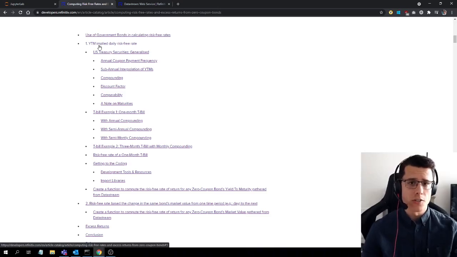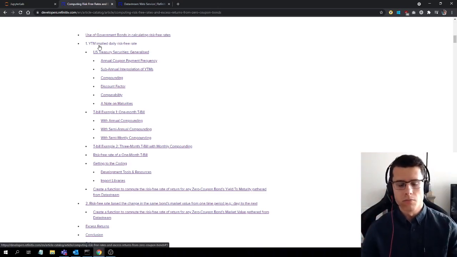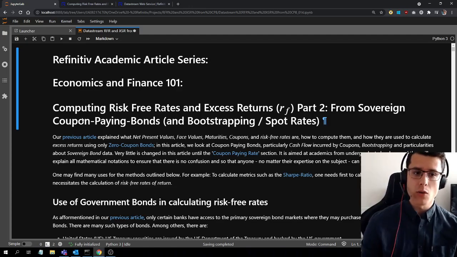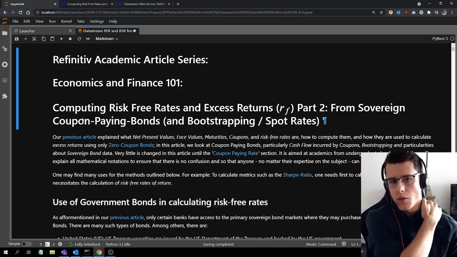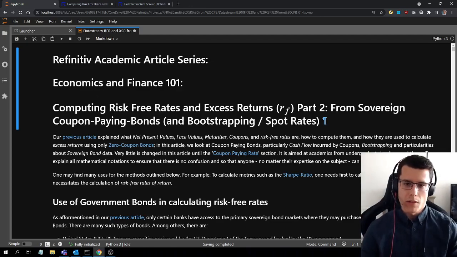shoes of an economic agent that would be looking at investing in those so-called risk-free rates, or so-called much of anything else really, security-wise. So here we're going to be computing risk-free rates and excess returns. This is part 2, whereby we're looking at sovereign coupon-paying bonds. And I'm going to be talking about bootstrapping and spot rates. Now, we're not going to have the time to go all the way to the part where we start computing risk-free rates. It's quite a lot of code to go through, but we are definitely going through the coupon bonds and the bootstrapping and the spot rates.